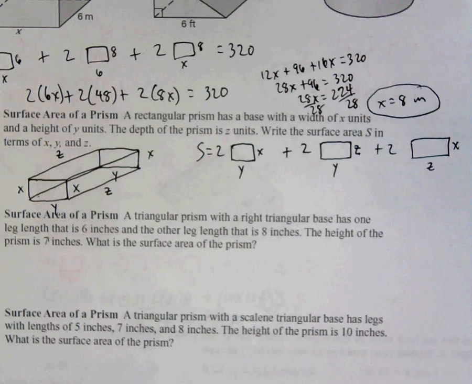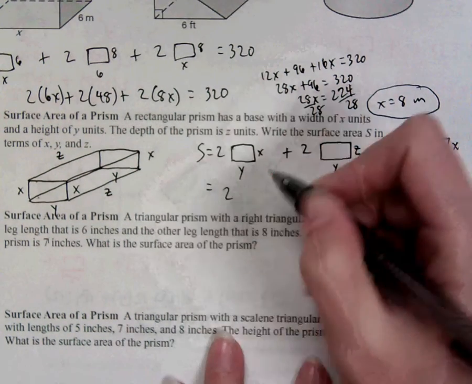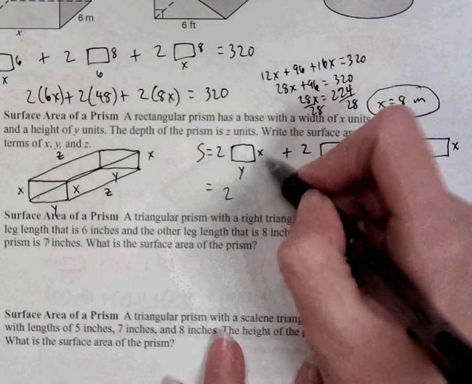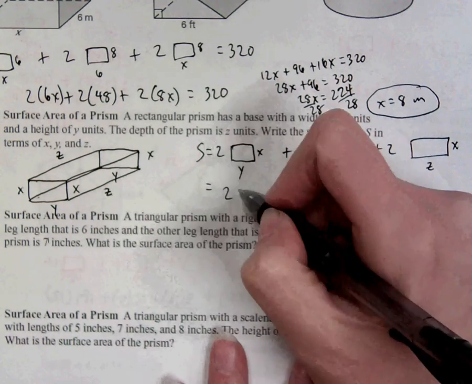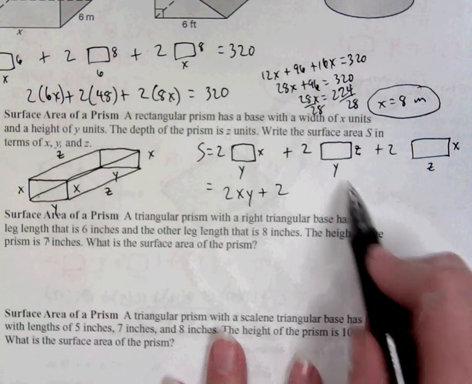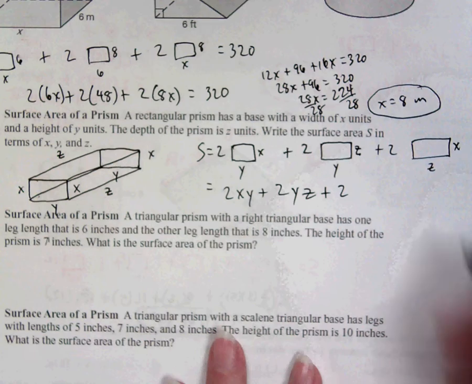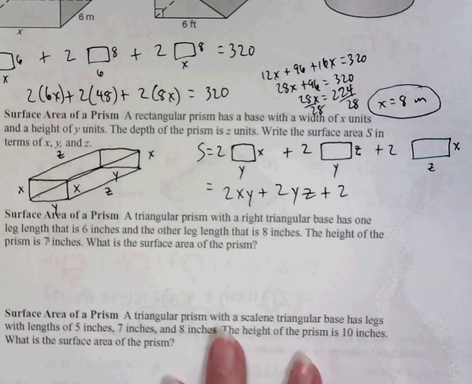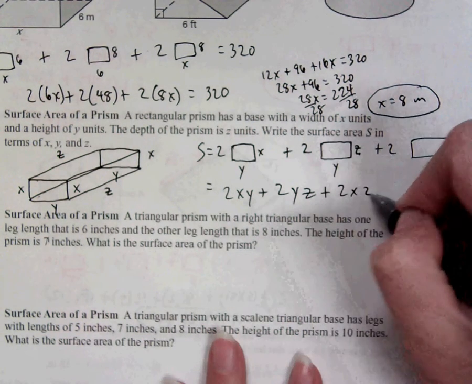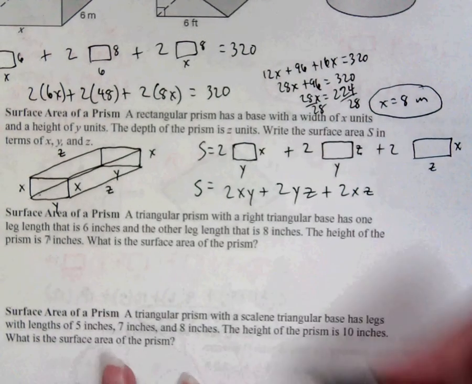There we go. Now you can see them. So now we should be able to do this, because base times height. So base times height: y times x, or x, y, usually put them in order alphabetically. Here we've got y times z, plus 2 times, and then z times x. Again, we usually put those in alphabetical order, so x and z. Okay, that's all I can do. That's the surface area.